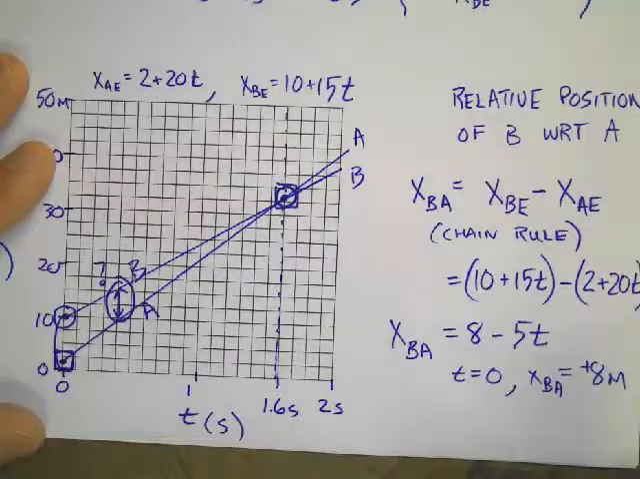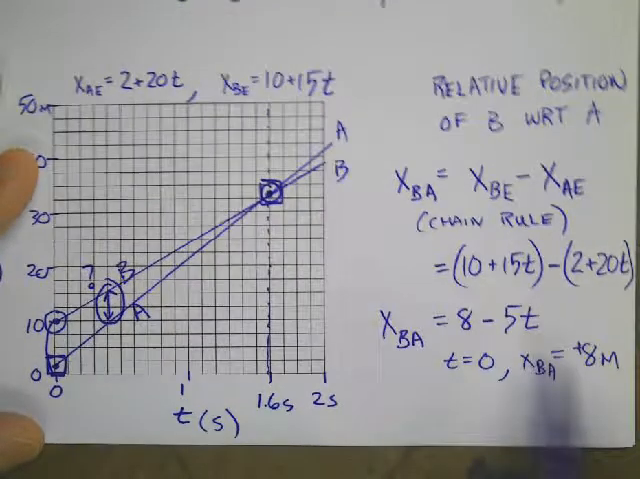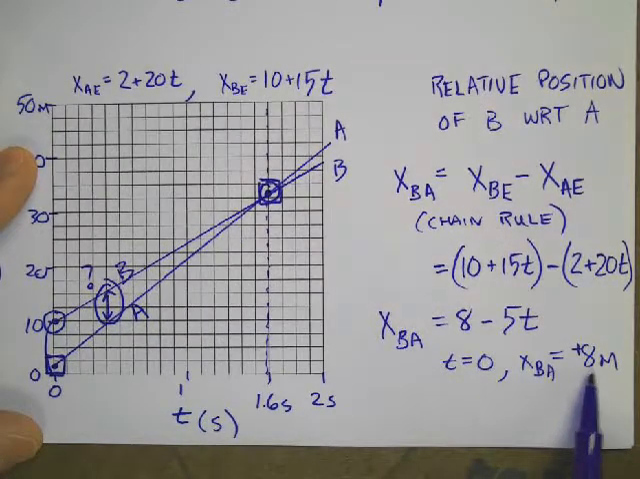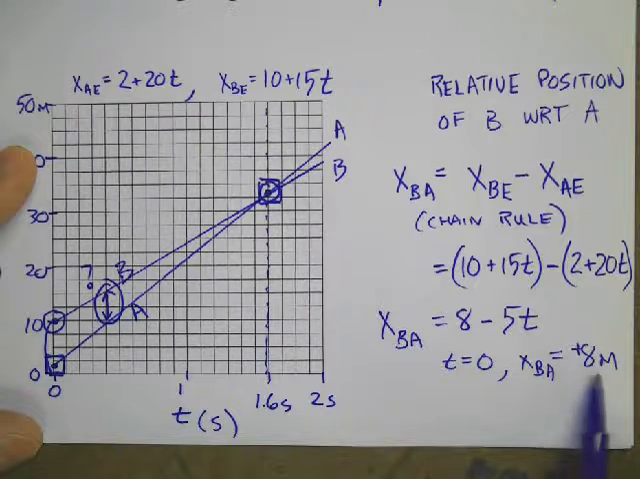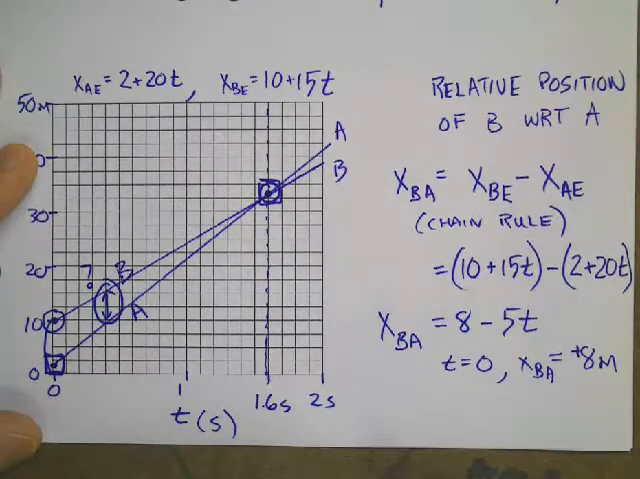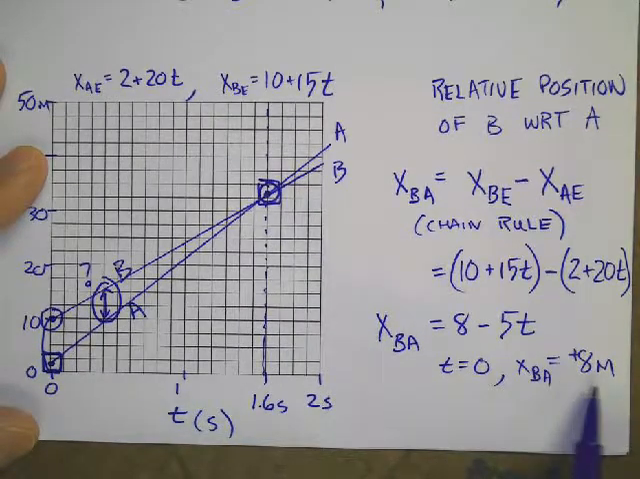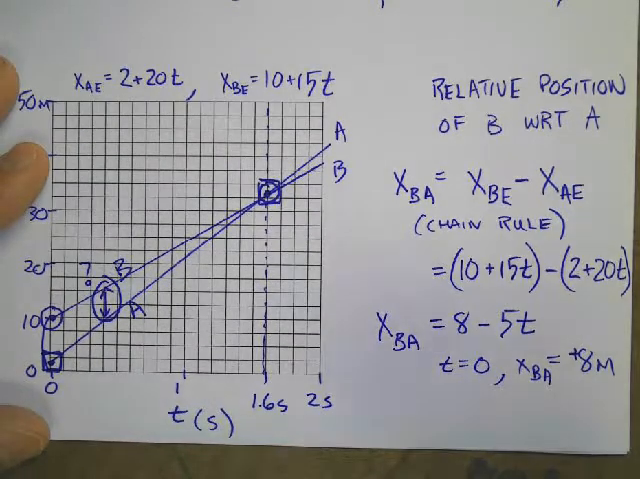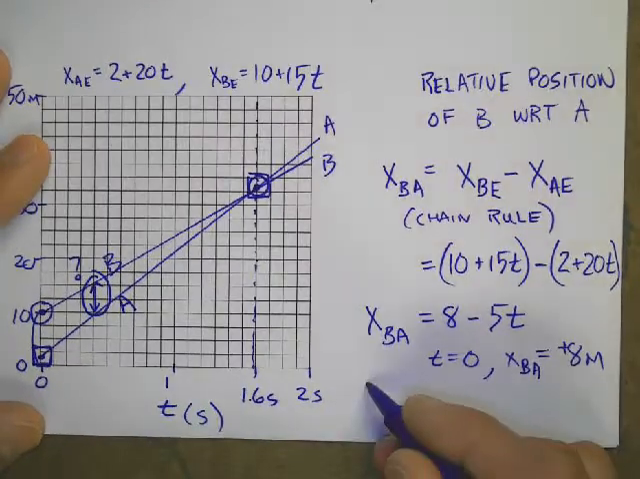As time gets larger, that plus 8 meters is going to get closer and closer to 0, and eventually it will become negative after 1.6 seconds, and that means that object B is now behind object A. So the plus and the minus is important here. B with respect to A gives you that. If you were to reverse this, try it.